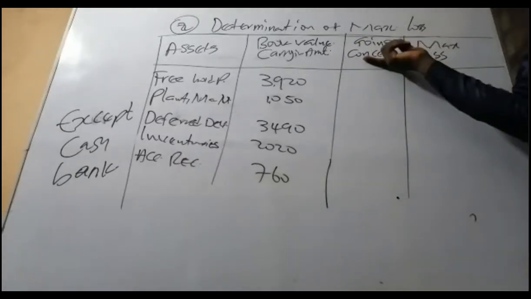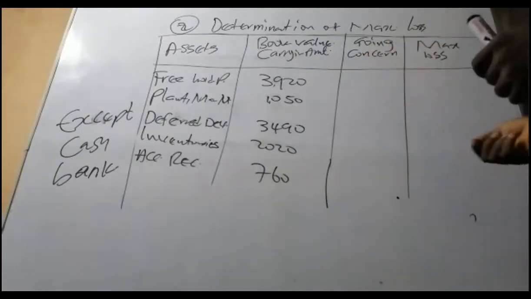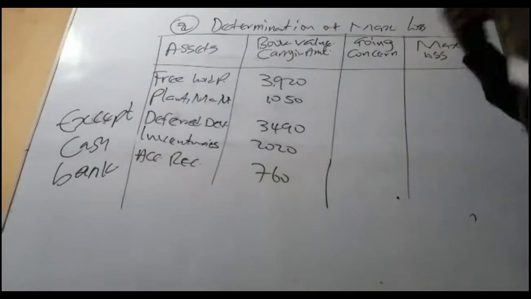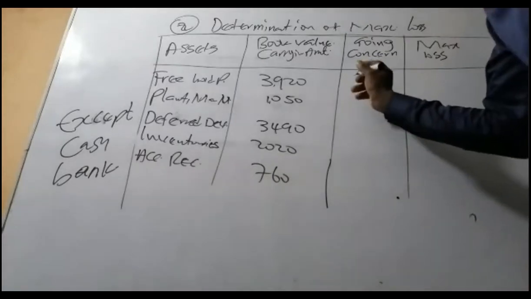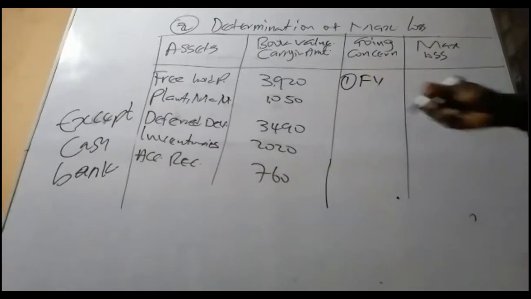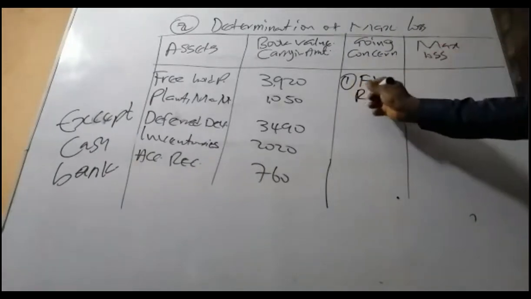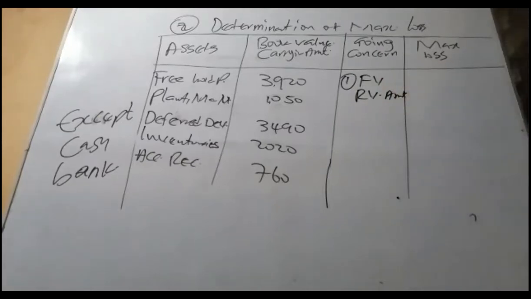Now you're going to pick the going concern values. The going concern value is the reverse or the inverse of the liquidated values. Good. So you write it. Number one on the list, going concern value. First, look for the fair value, which is the same as the revalued amount. Number one, fair value or revalued amount.